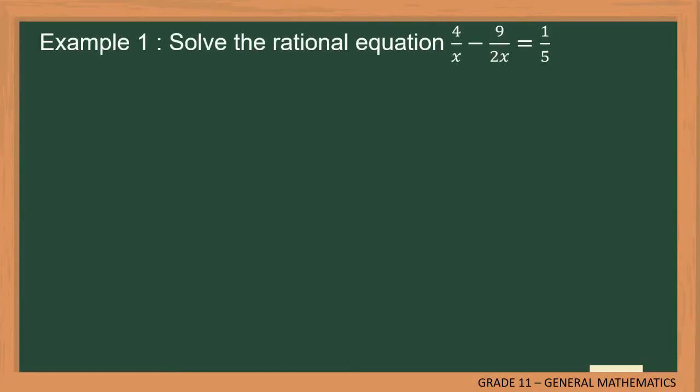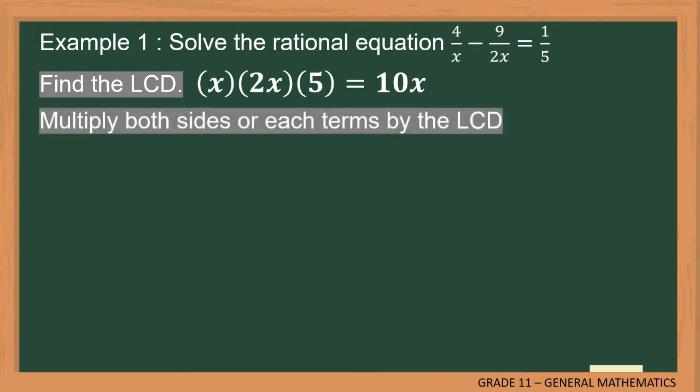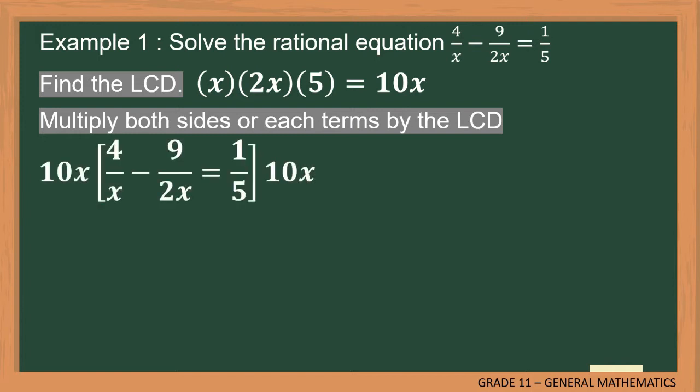Example number 1. Solve the rational equation 4 over x minus 9 over 2x equals 1 over 5. So ang unang gagawin natin, hanapin natin ang LCD. Ang denominator natin ay x, 2x, and 5. So, ang LCD natin dyan is 10x. Next is, we need to multiply both sides of each term by the LCD. So, i-multiply natin si 10x sa equation na given, and then i-multiply natin isa-isa sa loob ng bracket.